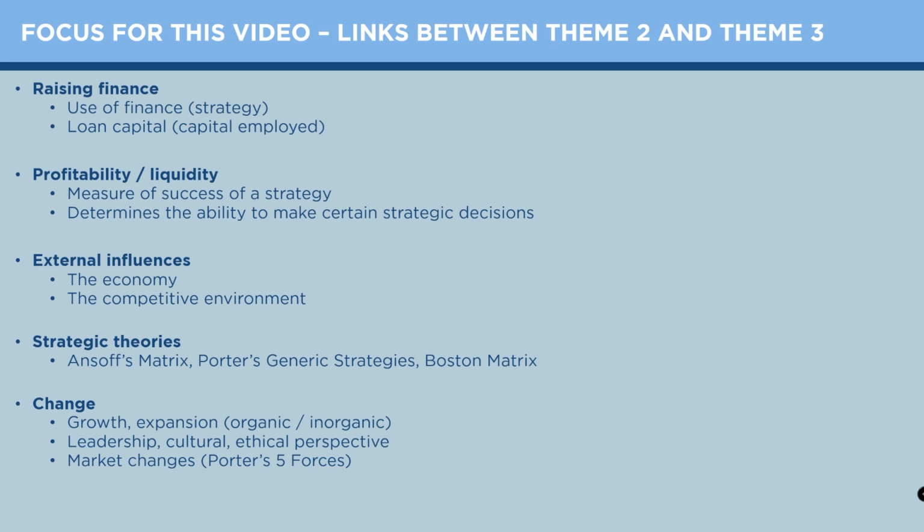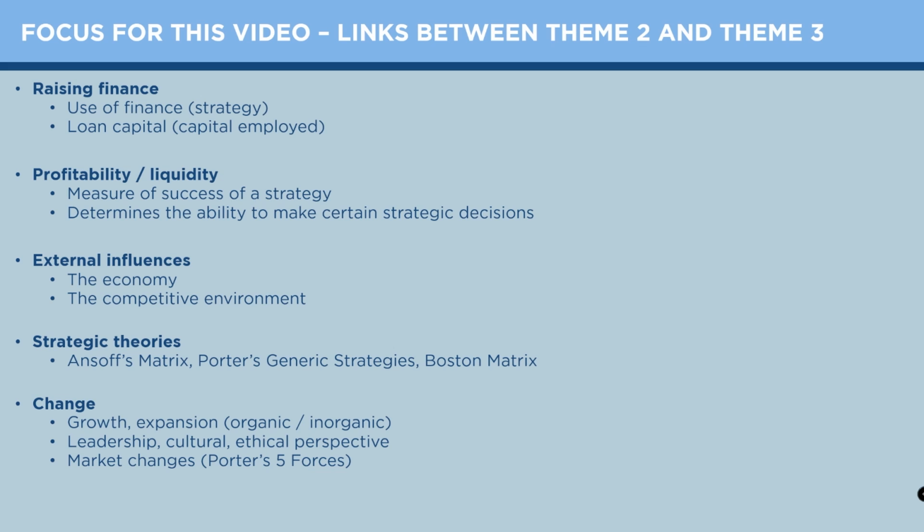So it comes up in theme 2. Profitability and liquidity is taught in theme 2, 2.3. And then it's built upon in 3.5 when you get into ratio analysis and assessment of financial statements. External influences come up a bunch of times. They come up right at the end of theme 2. They come up at the beginning of theme 3.